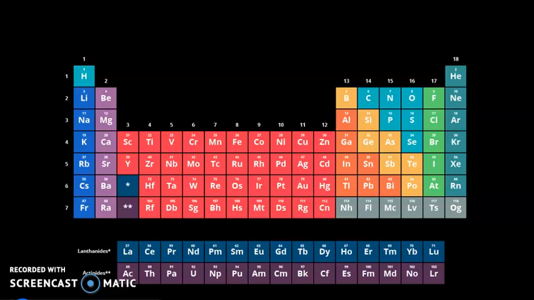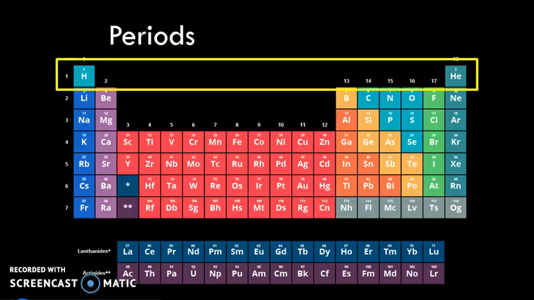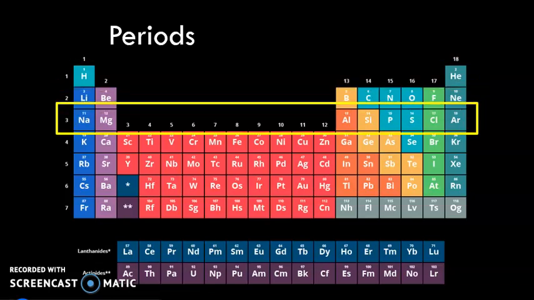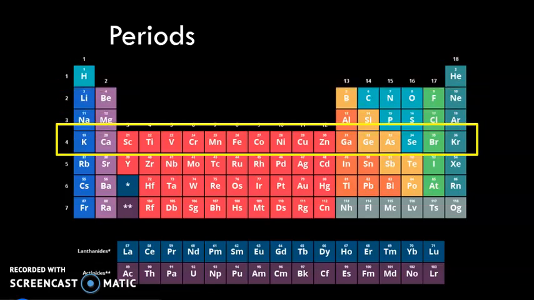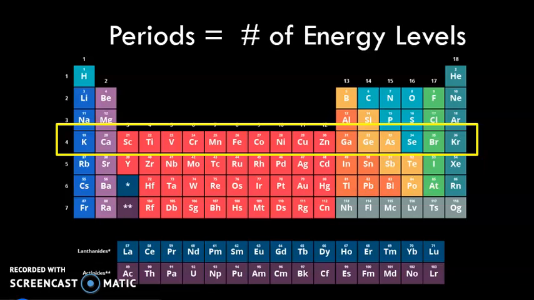Now, one thing that I did want to remind you of is what a period on the periodic table actually is. A period is a row on the periodic table. Here are just a couple as an example. I would like you to understand that a period on the periodic table essentially represents an energy level or a shell in Bohr's model of the atom.